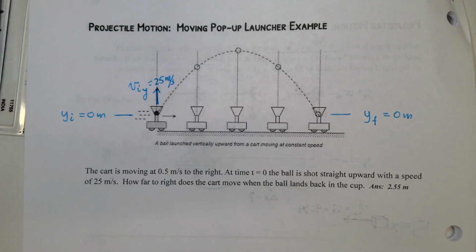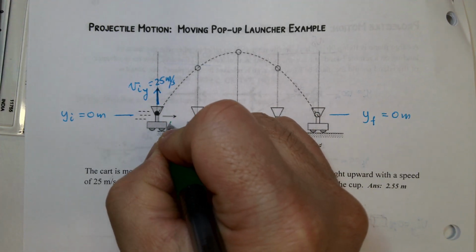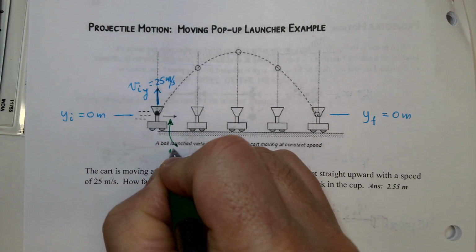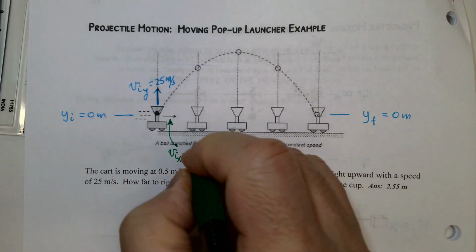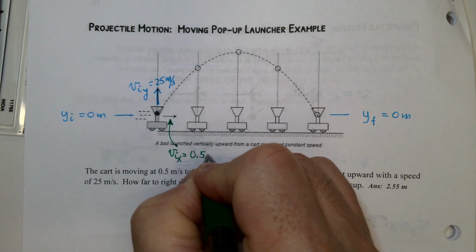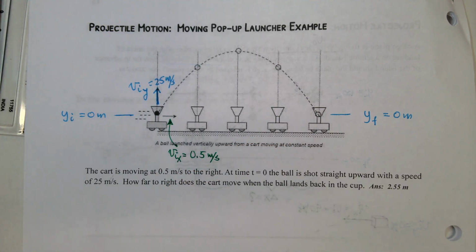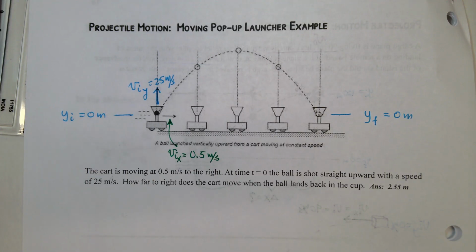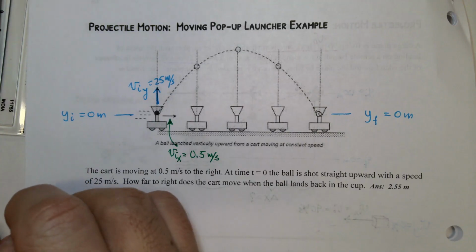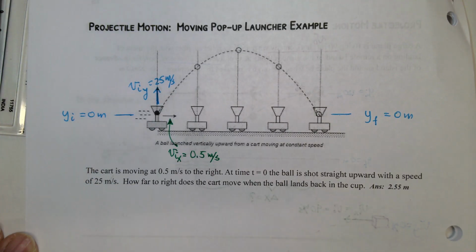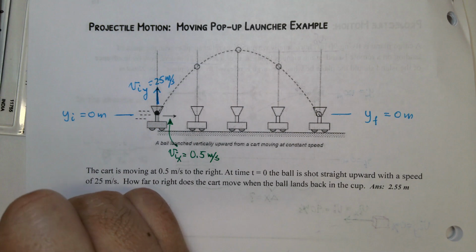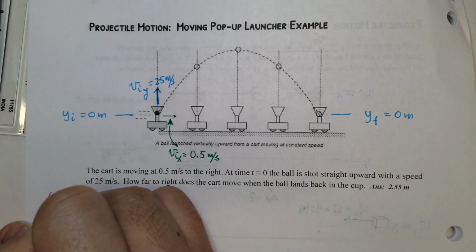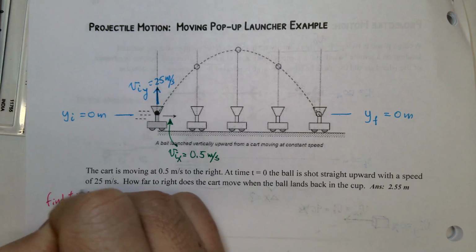And the initial velocity for the cart here, VIX, is 0.5 meters per second. So this is like the projectile motion for the cart, right? So again, first thing to do is find time. Okay, I mean that's probably the best thing to do. Find time.